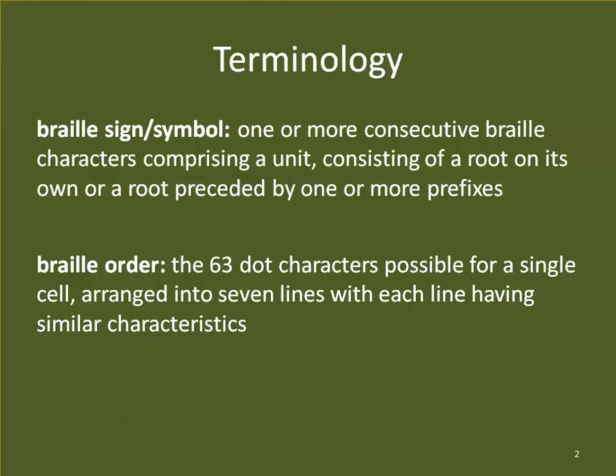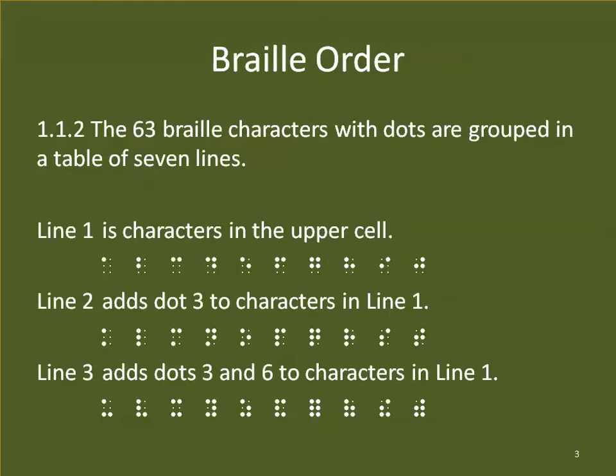Braille order is the 63 dot characters minus the space possible for a single cell. They are arranged into 7 lines, and each line has similar characteristics. And once again, we've had Braille order all along. We probably just didn't pay much attention to it. Most of us are familiar with at least Braille order in terms of the alphabet, because that's just plain alphabetizing. It also plays into this whole concept of Braille order, however.